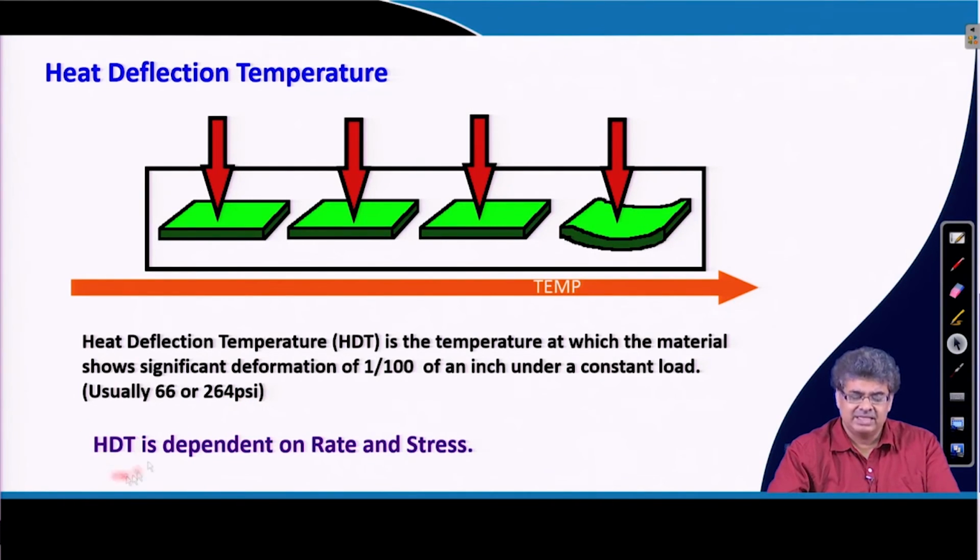As I described, HDT is dependent on the rate at which the load is applied. This is more from a practical point of view. As you can see in these pictures, under a constant load, as we increase the temperature, at some temperature bending happens. This temperature we call the heat deflection temperature, and it depends on the rate at which we are applying the stress and the amount of stress we are applying.